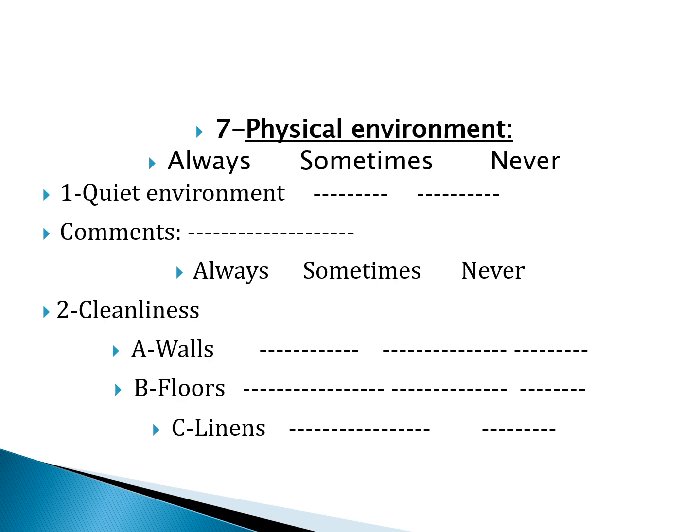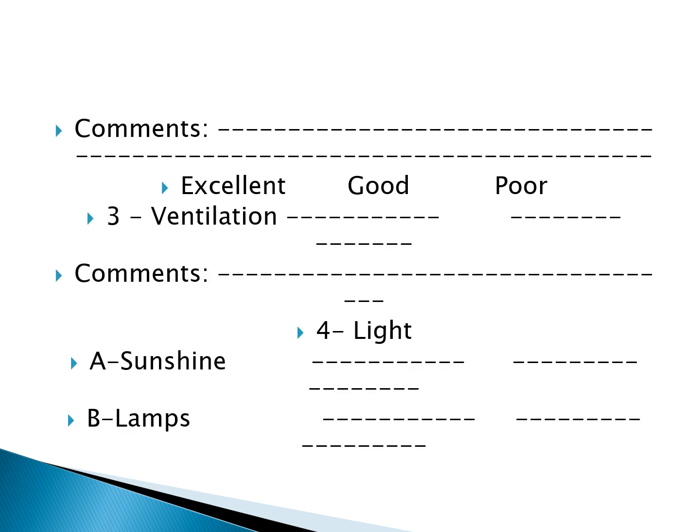The second item in physical environment, cleanliness. Cleanliness covers walls, floors, and linens. You can determine if the walls are clean always, sometimes, or never. You can determine if the floors are clean always, sometimes, or never. You can determine if the linens in the unit are clean always, sometimes, or never. After that, you write the comment to support your answer.